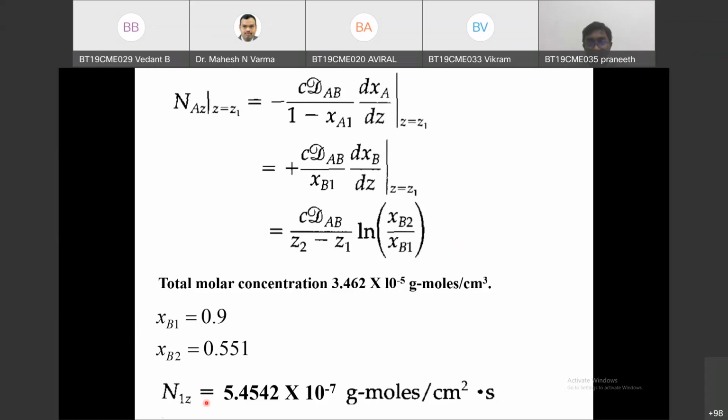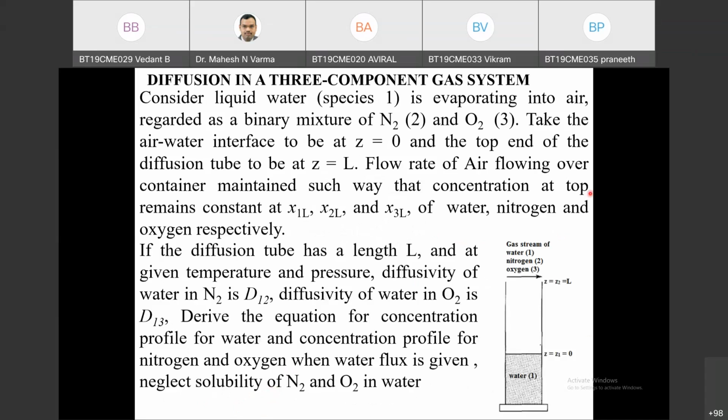Okay, this is the molar flux. You can switch off your videos. So this is the molar flux you will get. Now this is the problem.